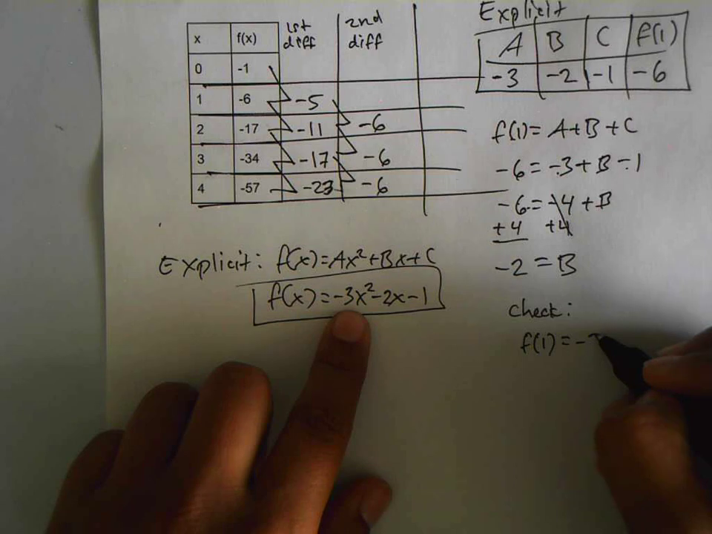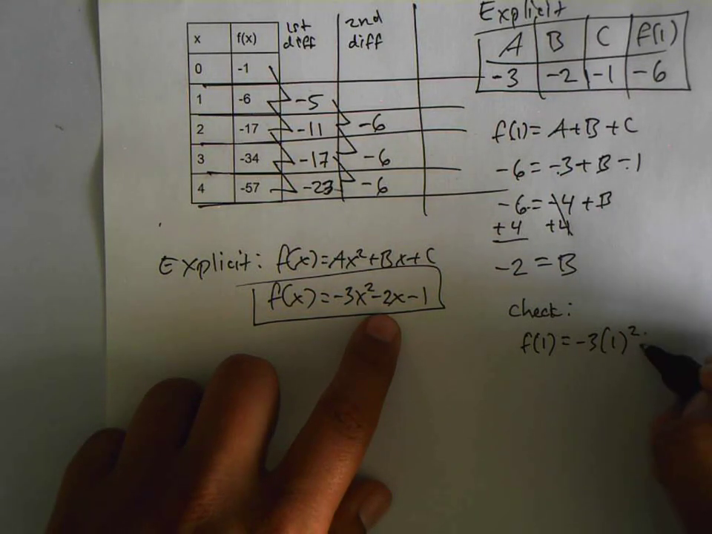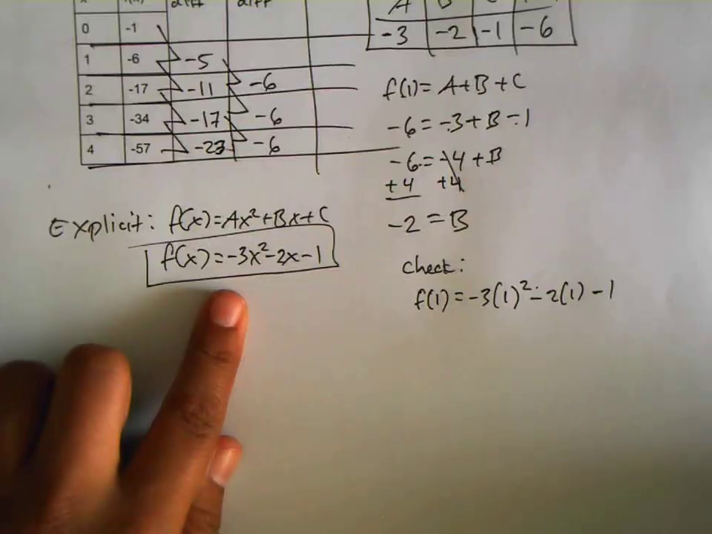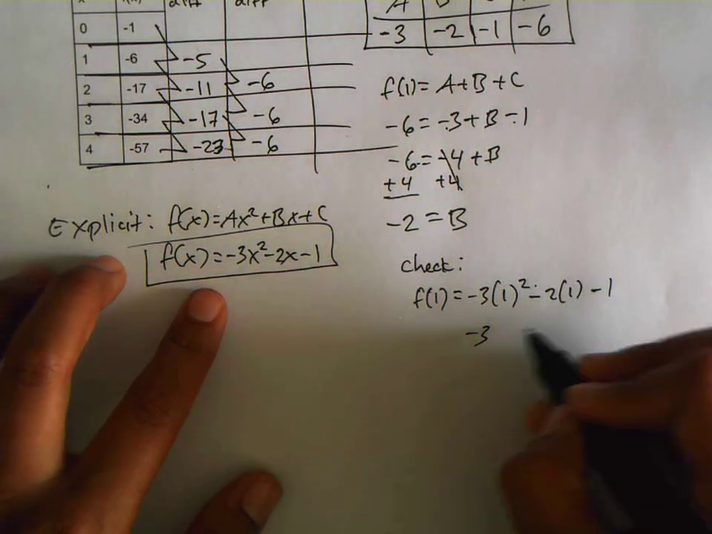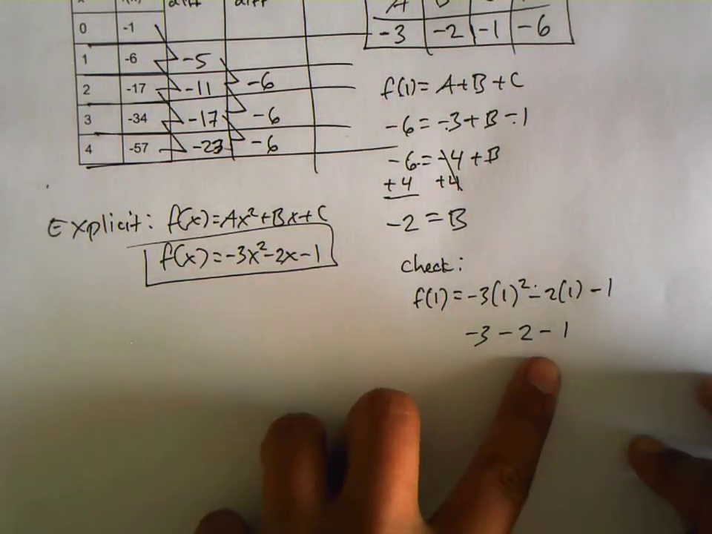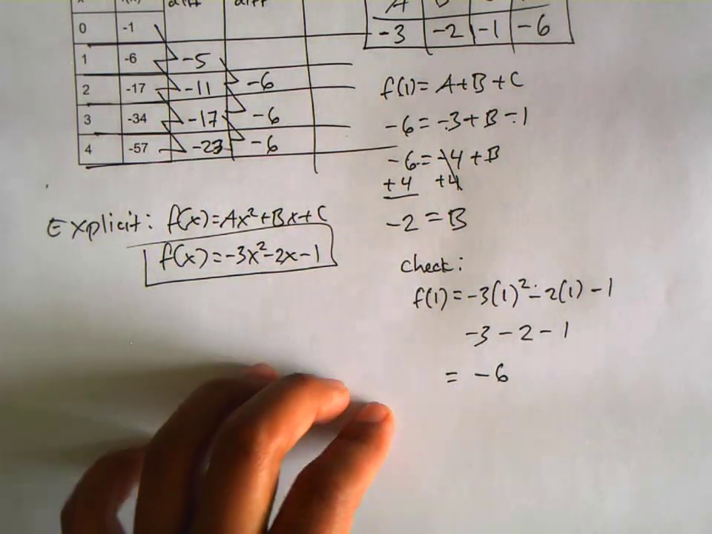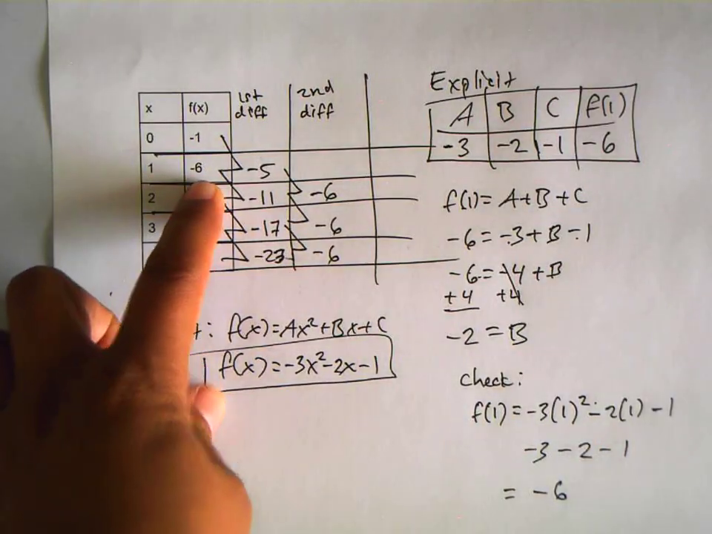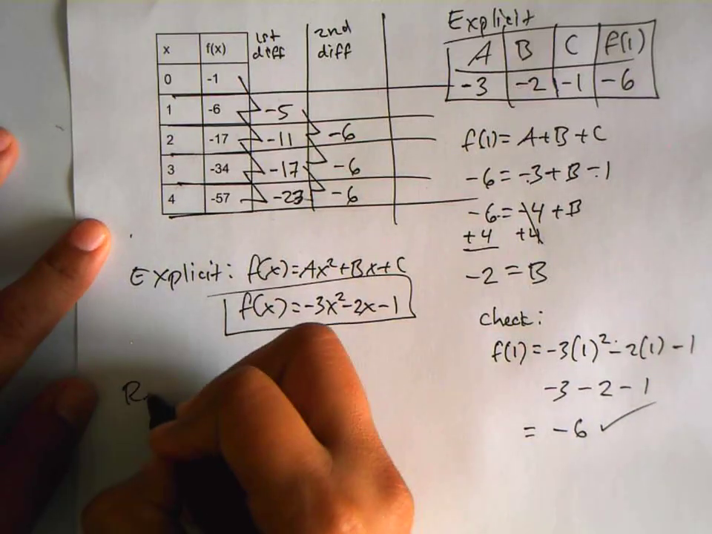So negative 3 times 1 squared. Only square the 1, not the negative 3. Minus 2 times 1 minus 1. So 1 squared is 1 times negative 3 is still negative 3. Minus 2 minus 1. These are all negatives, so add the negatives together, giving us a total of negative 6. Well, let's check it. Does 1 give us negative 6? Voila. It sure does. All right, so we got it right. Cha-ching. Recursive. Go ahead and try it.